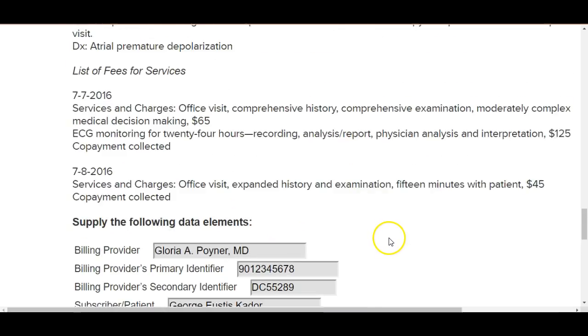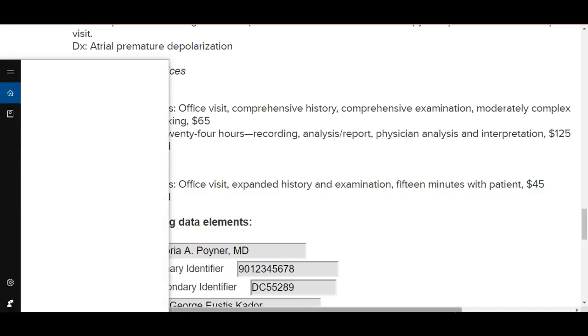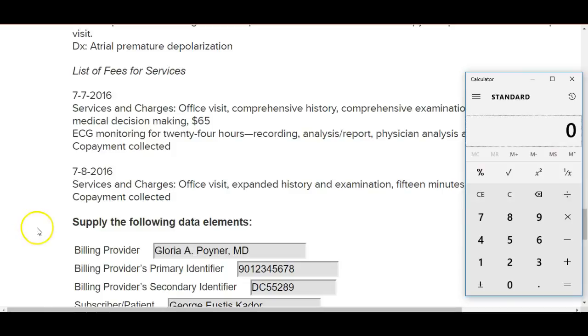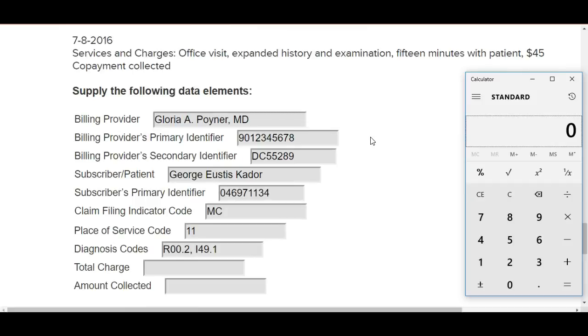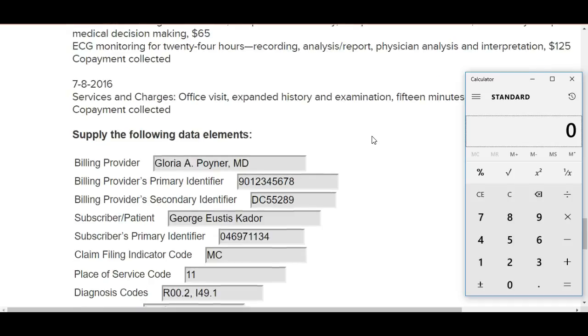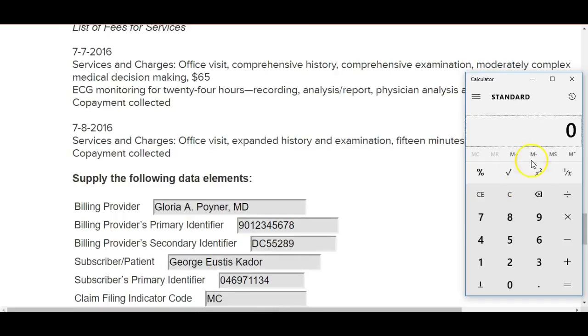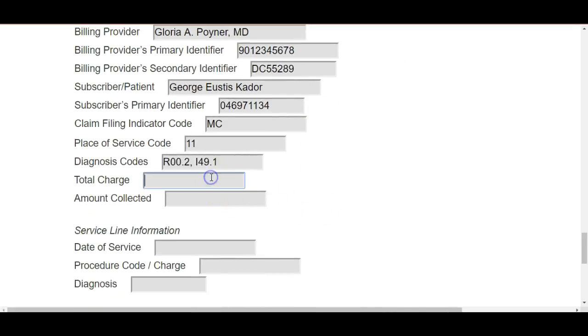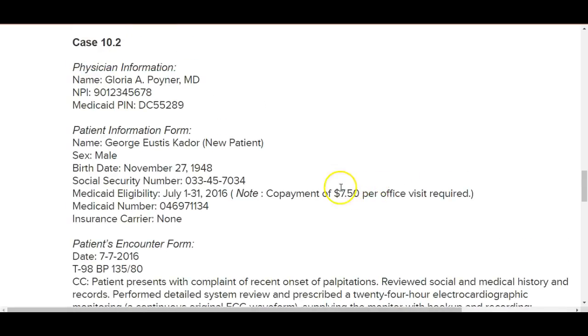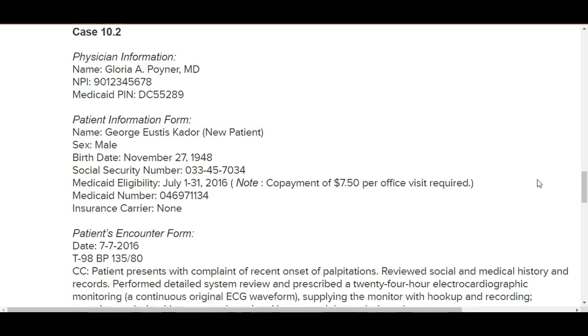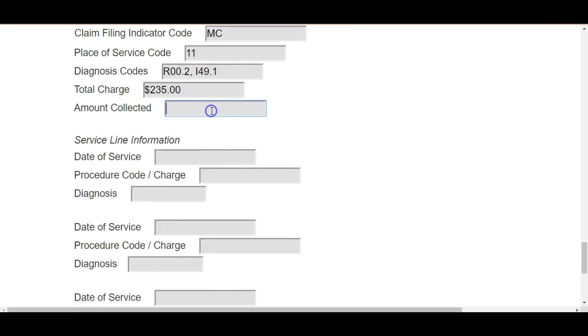All right, the total charge, that I didn't really pay attention to, so let's figure that out. Calculator. There it is. We have $65, and $125, and it looks like we have another 45 down here, because he had 2 visits. So 65 plus 125 plus 45 gives us $235. You can put it in there or not, I don't really care. Since he had 2 office visits and a $7.50 per office visit copay, he will pay $15 over those 2 visits. So the amount collected is going to be $15.